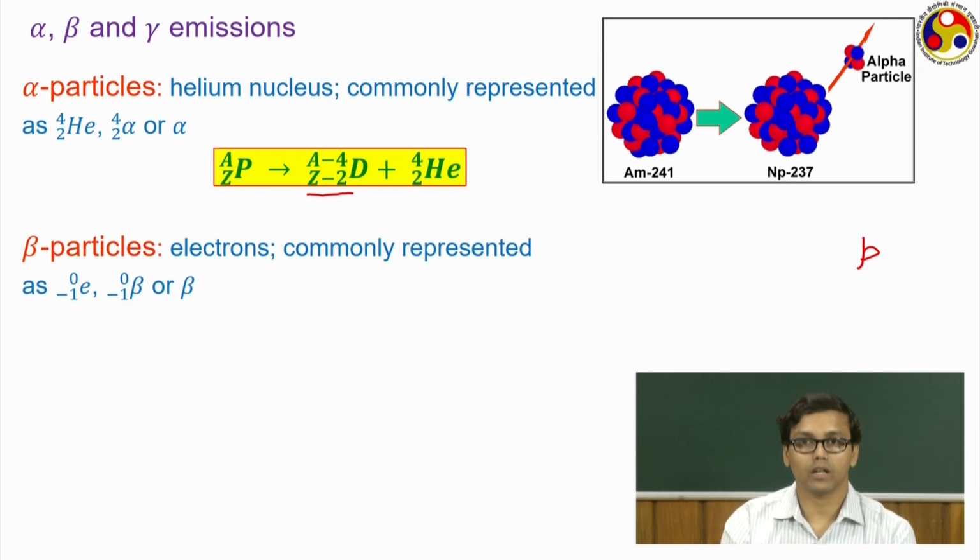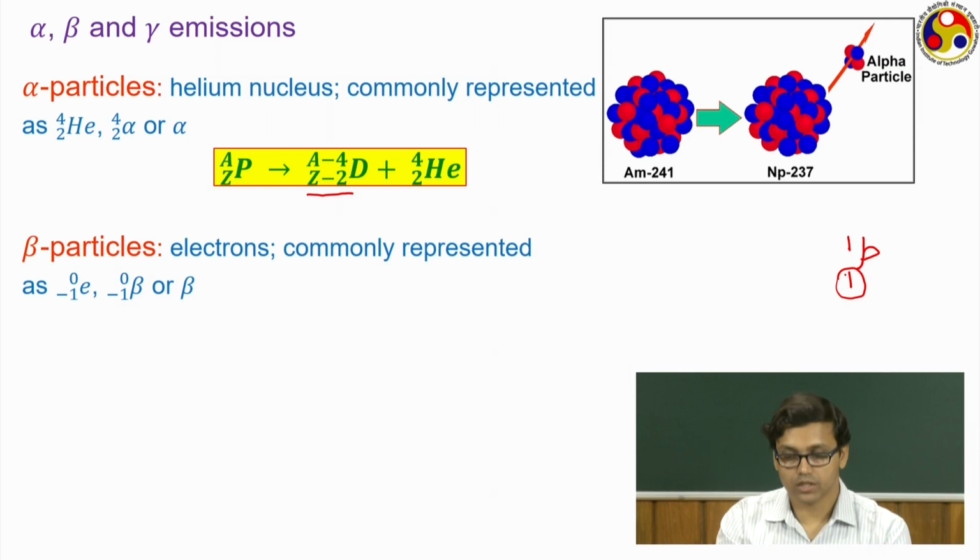So, it has a mass of 1 and also 1 unit of positive charge. Accordingly, its atomic number is 1 and its mass number is also 1. Here, this particular one is associated with the charge and this particular one is associated with the mass.